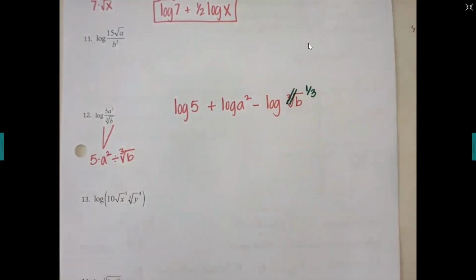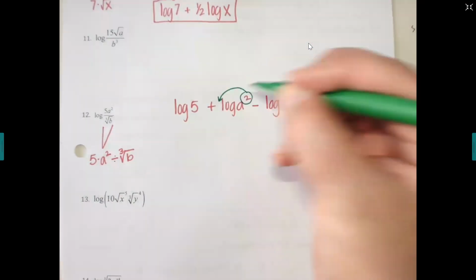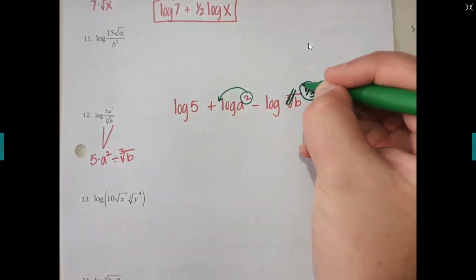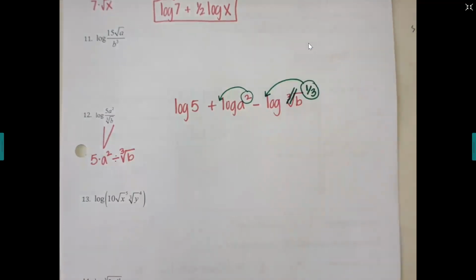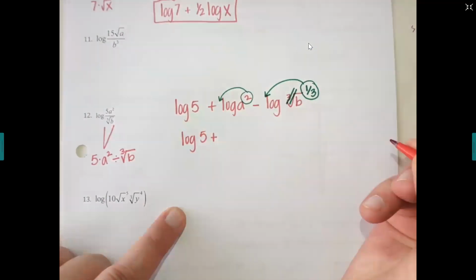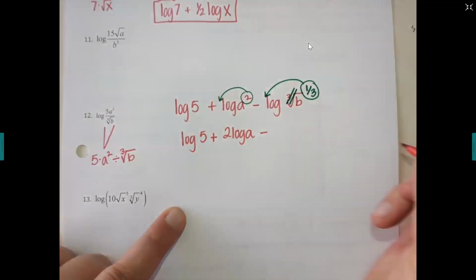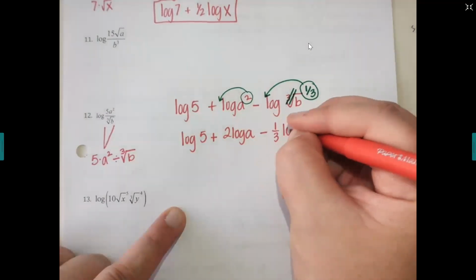And then from there, I'm gonna take those numbers, drop them down to the front. So my 2 is gonna end up in front of my log A. My 1/3 is gonna end up in front of my log B. So your final answer would be log 5 plus 2 log A minus 1/3 log B.